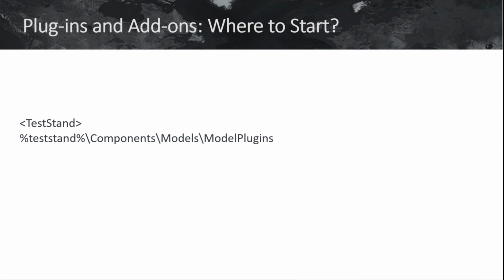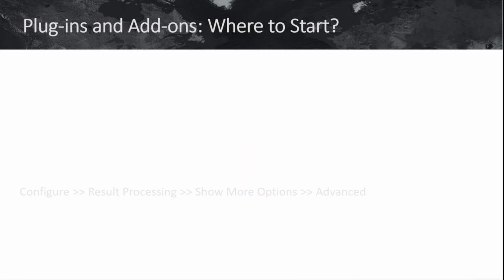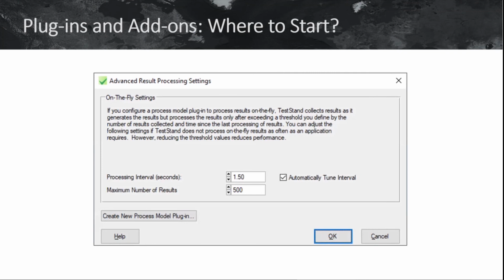I think that's a more advanced topic. It's a very good plugin to understand more advanced topics. But after you start with examples, you can look at those inside of the TestStand directory. And after you feel confident enough to start working with your own, you think you understand more or less how it works, perhaps thanks to this presentation also, then go to configure, result processing, show more options, and then advanced. You will see this window, and there is the button you should click.